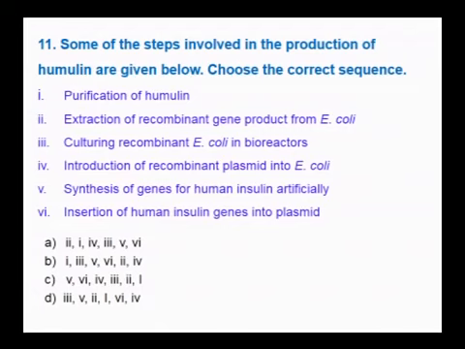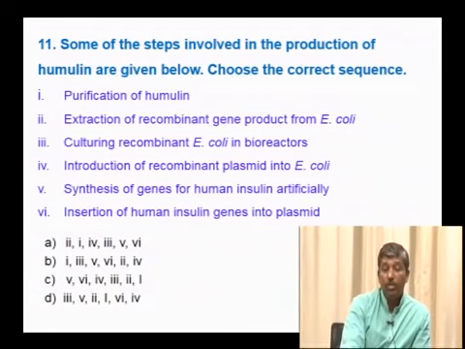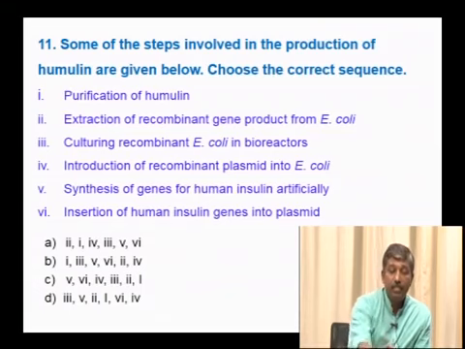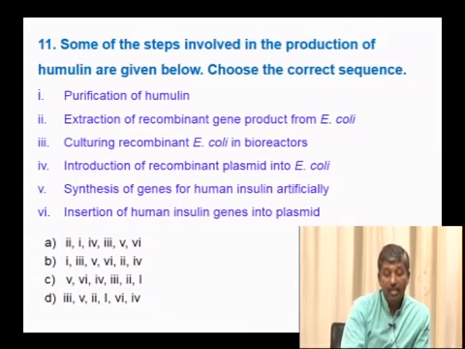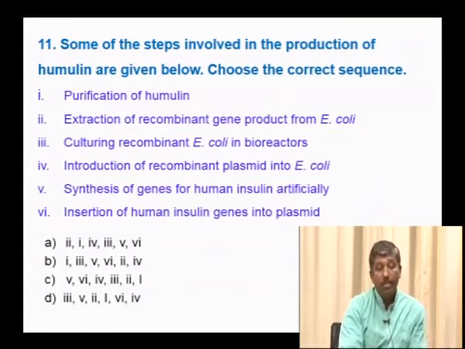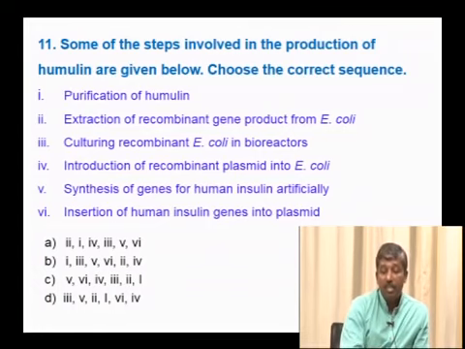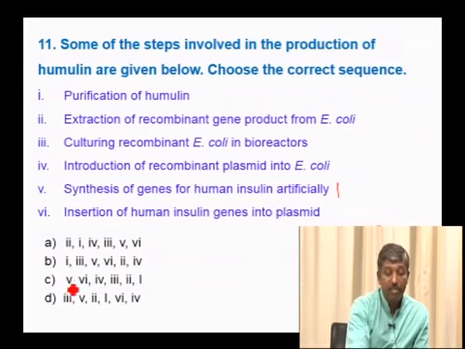Some of the steps involved in the production of humulin are given below, choose the correct sequence. It is similar to the steps involved in recombinant DNA technology. Always first the isolation of the gene of interest, or synthesis of the gene for human insulin artificially, through reverse transcriptase where we produce complementary DNA or gene for insulin. Hence it is the first step, that is the 5th one, so C is the correct one.